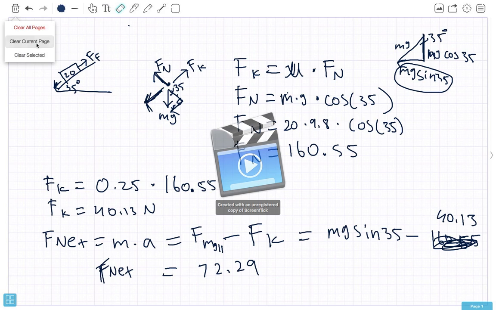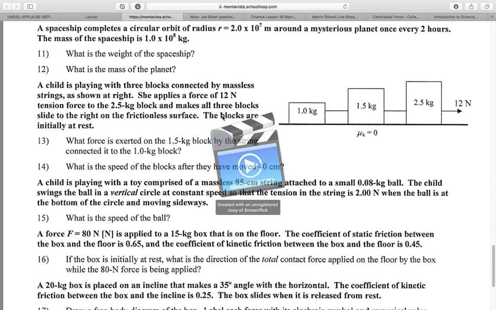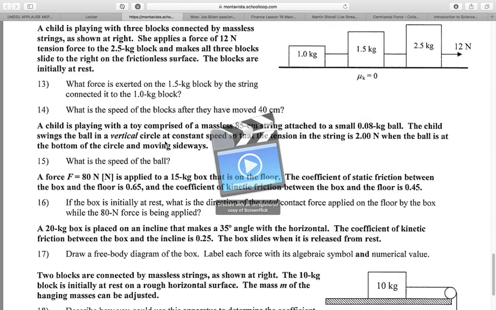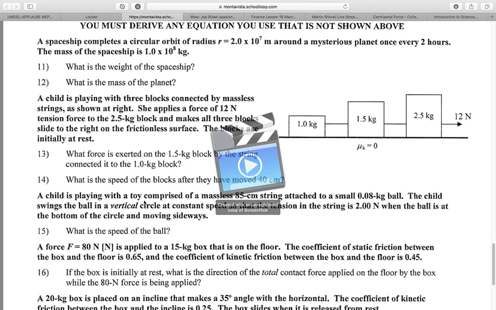And if you remember, everything's based off F net equals ma. Let's see, what's an interesting one? Oh, let's just do this. Should we do a circle one? Circle one could be pretty cool.